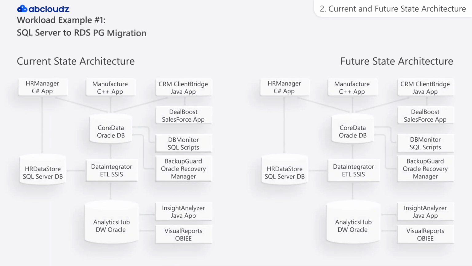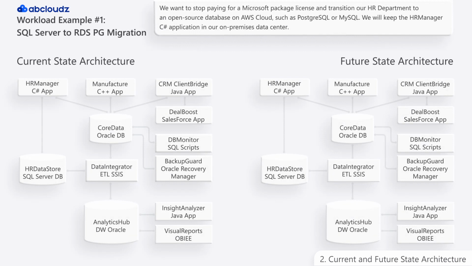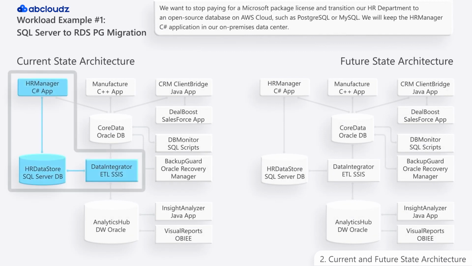In the first scenario, the client wants to transition from their Microsoft package to an open-source database on AWS Cloud, such as PostgreSQL or MySQL, while retaining the HR Manager C# application on premises. Here is the workload we've defined for the current architecture. Now, let's outline the state of each component within the workload for the future architecture. We'll begin with the SQL Server database.